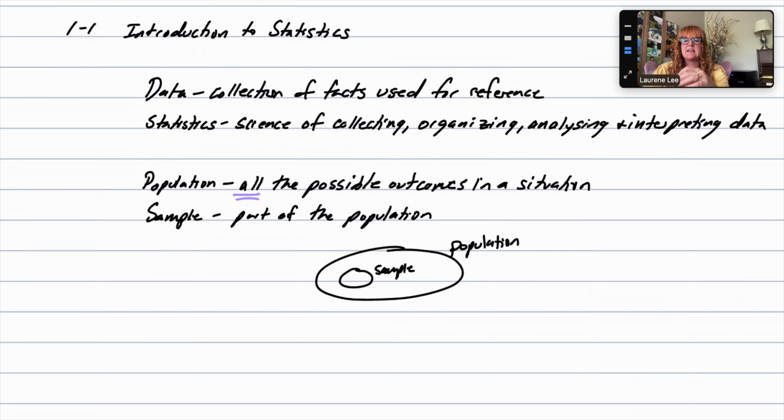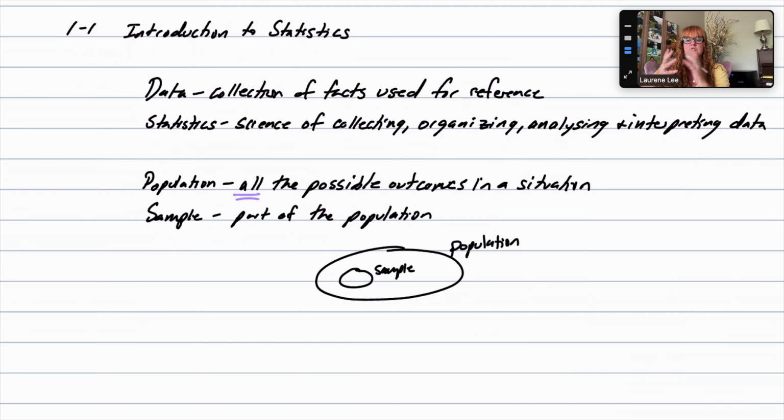So let's give an example at this point. Let's say we want to know the height of Allen Hancock students. It may not be time effective to go through the entire college and measure every single student at Allen Hancock. So instead of measuring the height of every student, we take a smaller group of students called a sample, and we measure their height, and we say, well, that represents the population.